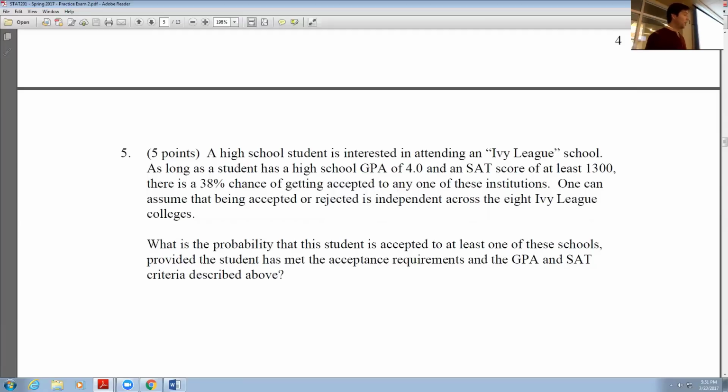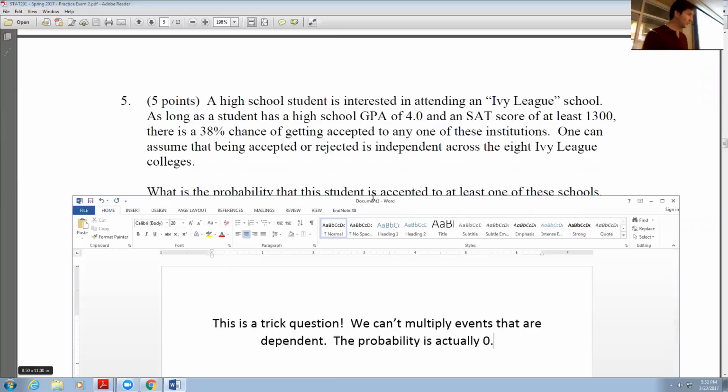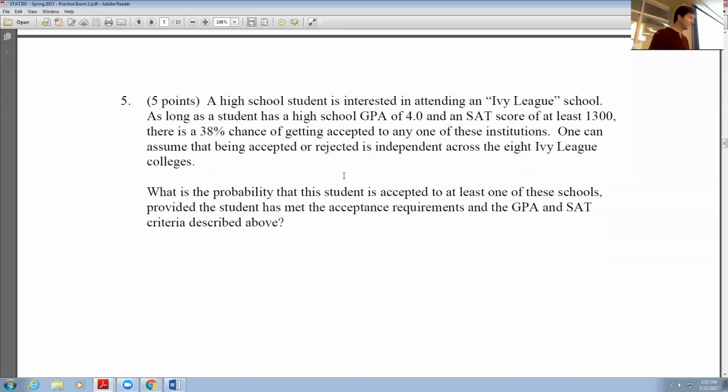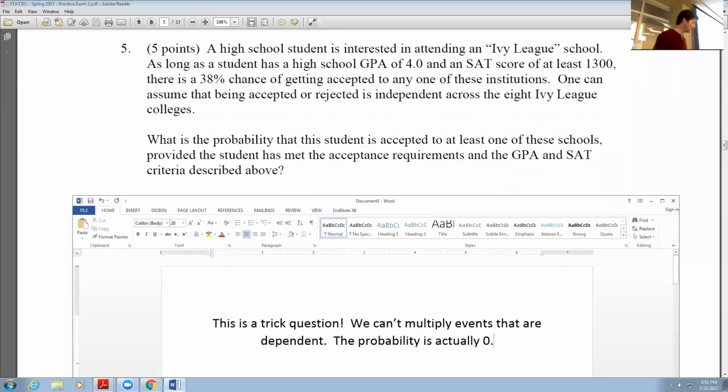38% chance. What is the probability that a student is accepted to at least one of these 8 schools? And these are the problems that destroy people. Have you figured it out? Okay, don't tell it yet.